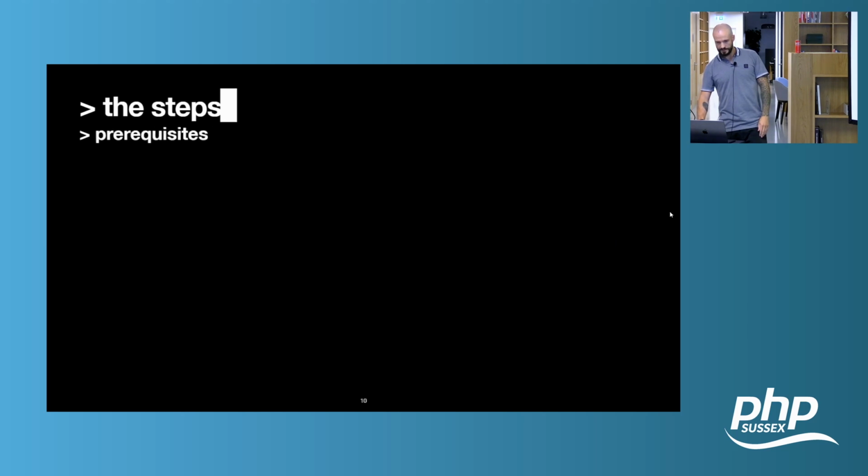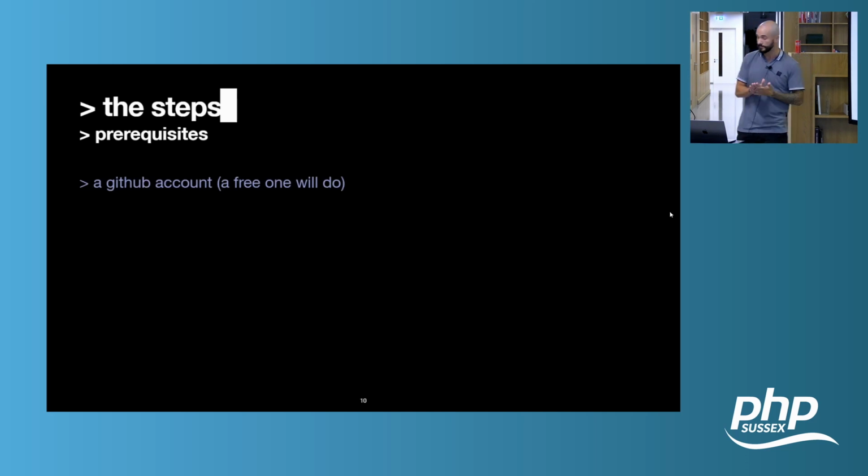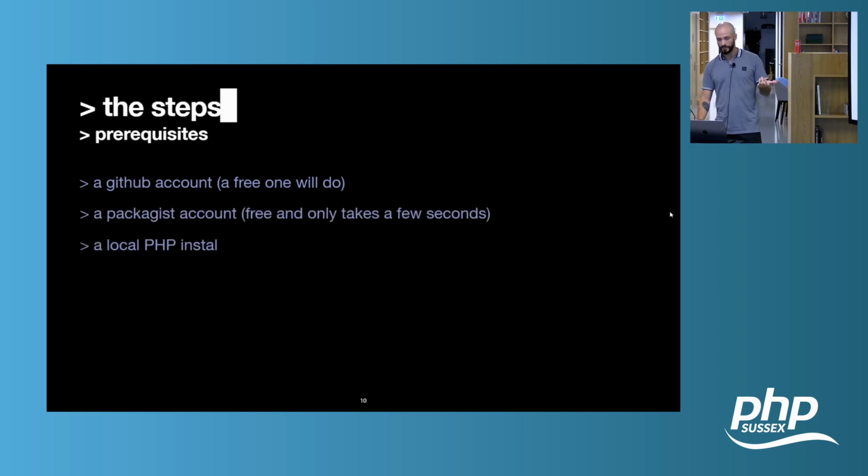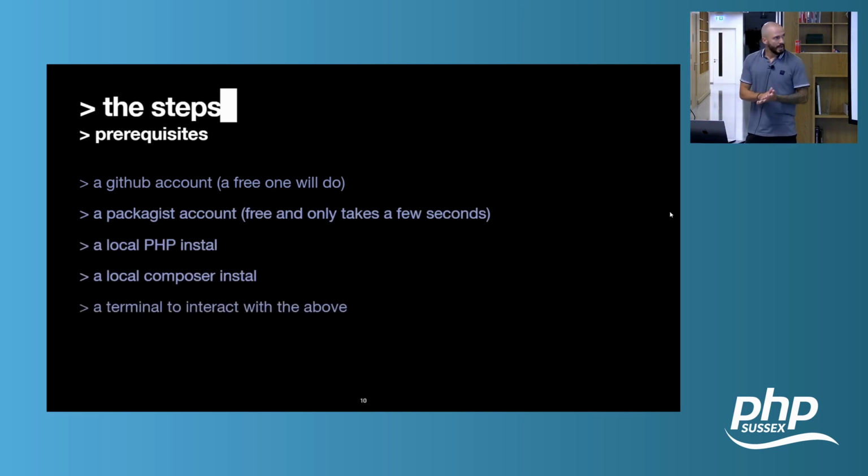Okay, the prerequisites. So you are going to need a GitHub account, but a free one will do. It's more than enough. You will also need a Packagist account, so it's free as well, only takes a few seconds to open, so you basically need an email and a password, and you're good to go. You will need a local PHP install, a local Composer install, and a terminal to interact with the above. Then again, nothing too exotic in there. Actually, I think most of you probably have all of that already, if not maybe a Packagist account.